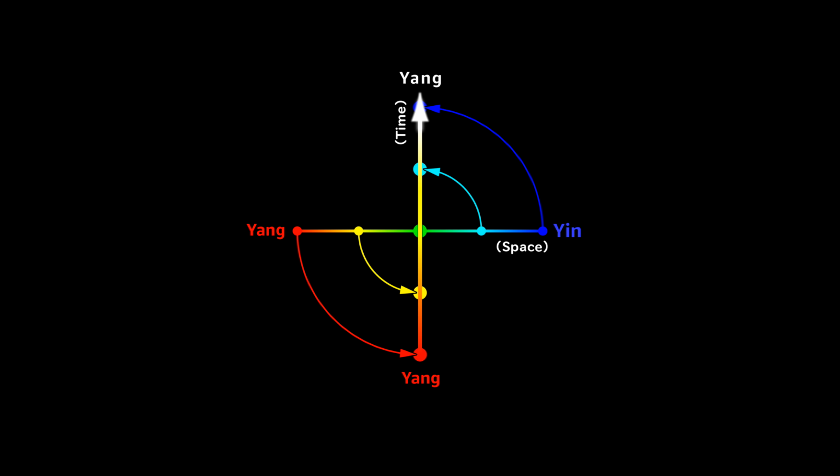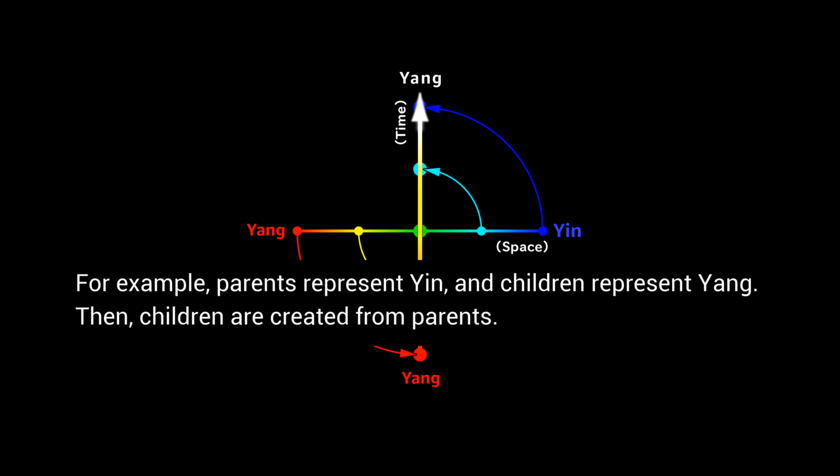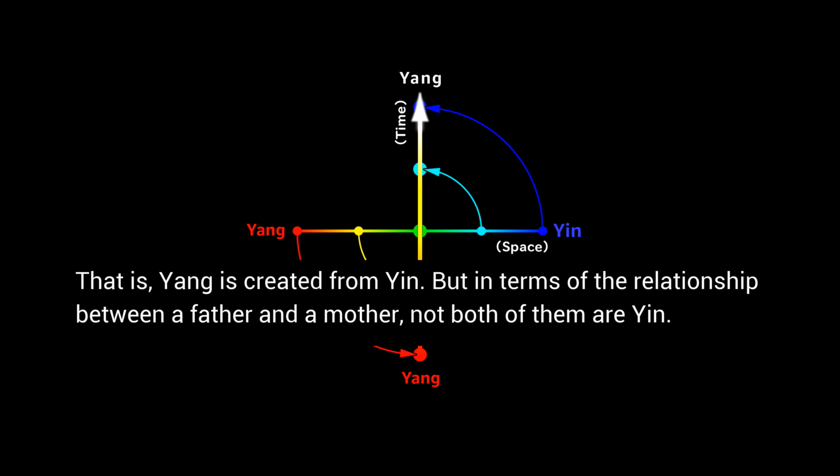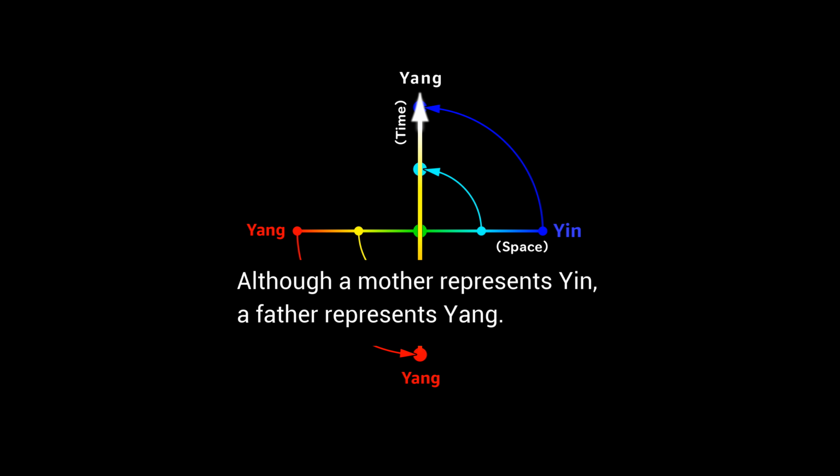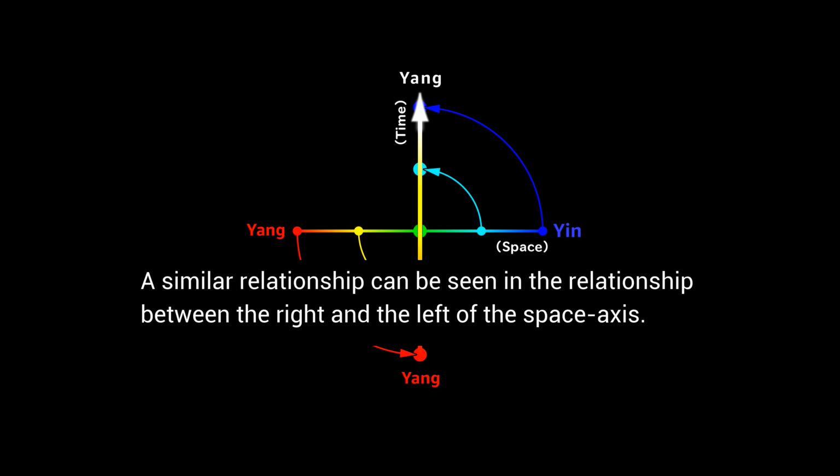That can be explained in the following way. For example, parents represent yin, and children represent yang. Then, children are created from parents. That is, yang is created from yin. But, in terms of the relationship between a father and a mother, not both of them are yin. Although, a mother represents yin, a father represents yang. A similar relationship can be seen in the relationship between the right and the left of the space axis.